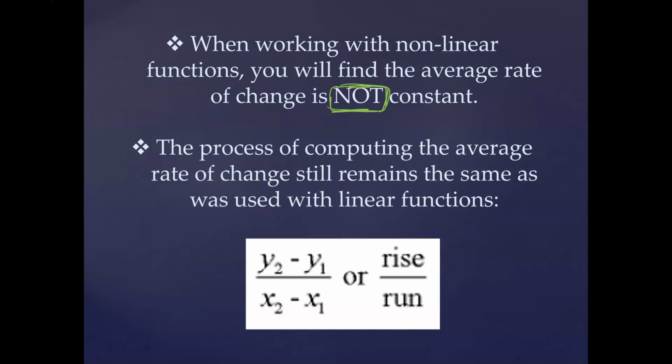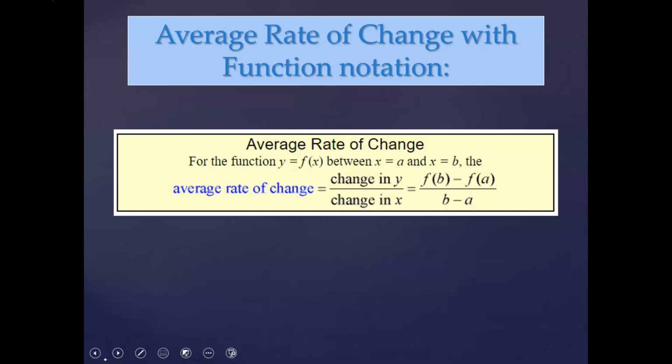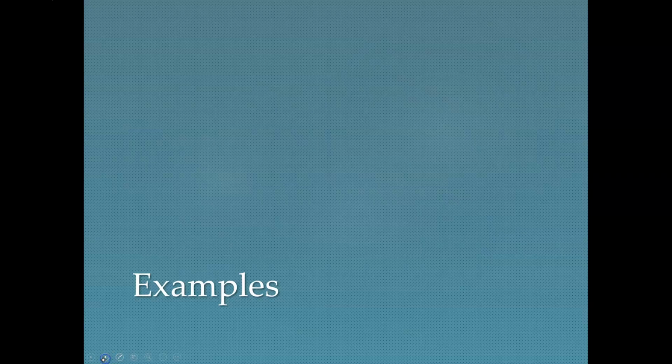Now, the process of computing the average rate of change is still the same, all right? It's the same thing as you did with linear functions. It is the rise over the run when I give you a graph. And if I give you an equation or a table, it's your formula. So, average rate of change for the function, same thing, okay? This is just in function notation, but it's the same concept. It is still y2 minus y1 over x2 minus x1, okay?